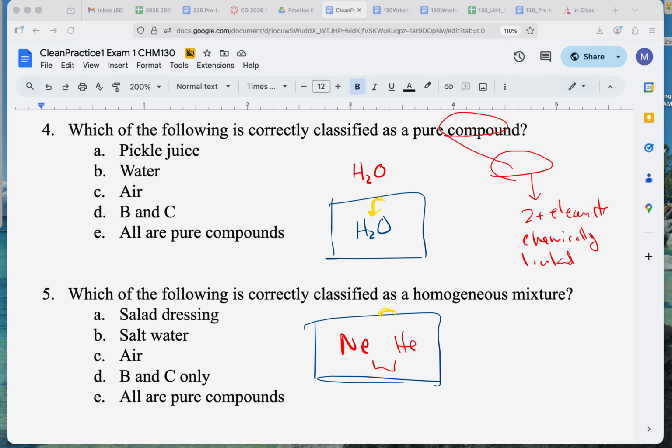Okay. For number 4, which of the following is classified as a pure compound? The pickle juice we said was not a pure compound. That was a mixture, which defeats the purpose of pure. So that one's out. Water, we said it was just H2O. So yes, it's a compound because I have more than 2 elements that are chemically linked because spatially they're next to each other. And we run under the nasty assumption that we aren't saying there's anything else there. We're not calling it salt water. We're not calling it bath water. We're not calling it tap water. It's just water. So water would satisfy our pure compound for question 4.